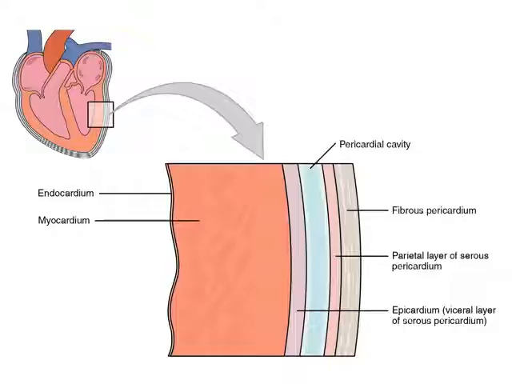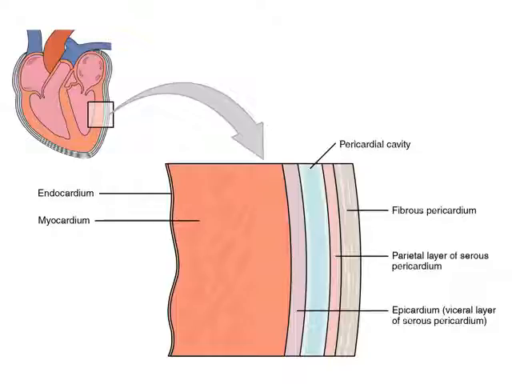This fibrous layer prevents distension of the heart, thus preventing excessive stretching of the heart muscle fibers. The cavity between the two layers contains a small volume of fluid which serves as a lubricant, facilitating the movement of the heart by minimizing friction.